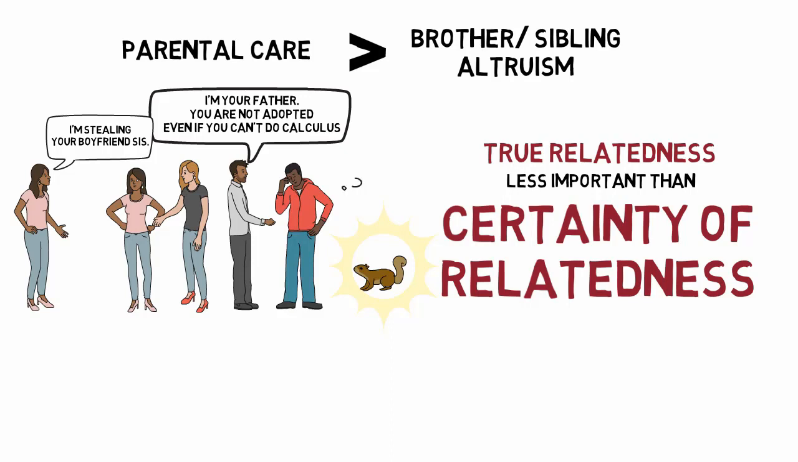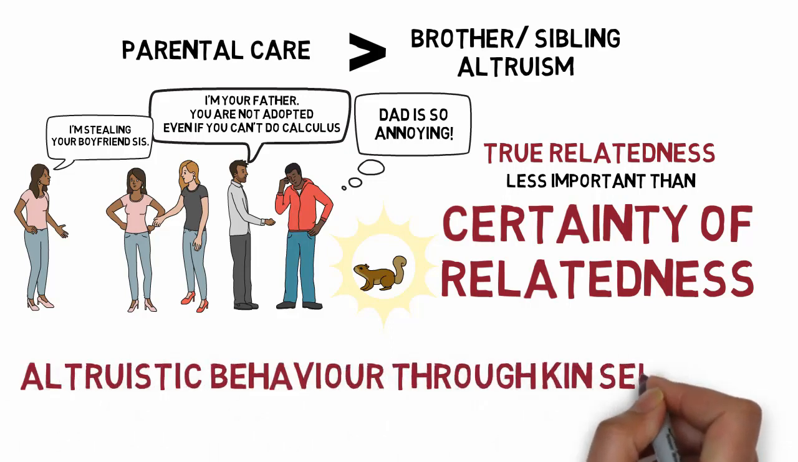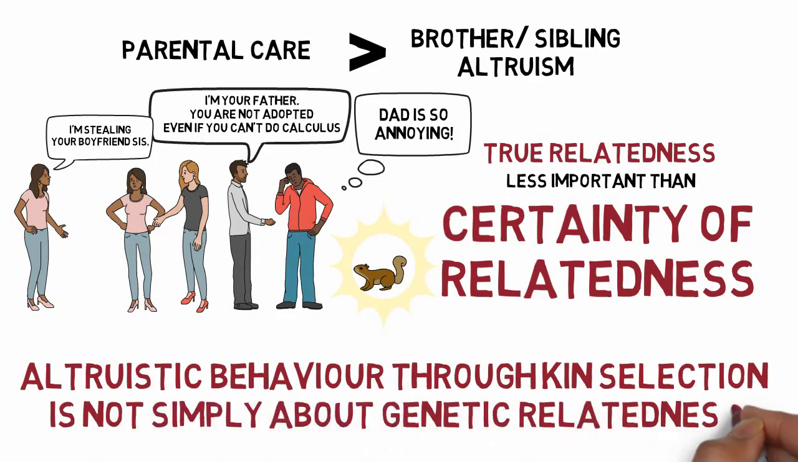Of course, children would also care less for their parents than parents care for them, given the asymmetry in resources and expected life expectancies. Therefore, altruistic behavior through kin selection is not simply about genetic relatedness.